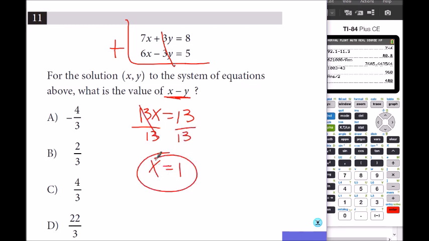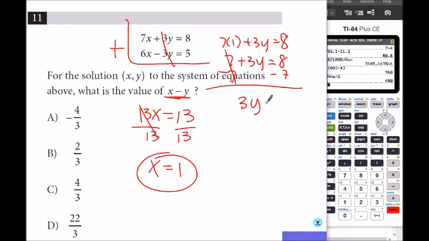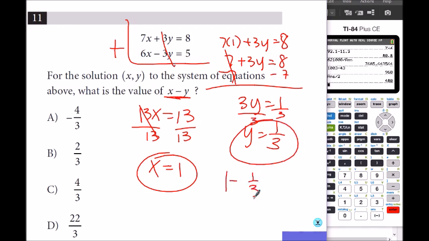So what is y? Substitute into one of these equations. So 7 times x, 7 times 1, plus 3y equals 8. So 7 plus 3y equals 8. Subtract 7 from both sides. I get 3y equals 1. So y equals 1/3 when you divide by 3 on both sides. So what's the question again? x minus y, 1 minus 1/3, is 3/3 minus 1/3, which is 2/3. So it is B.